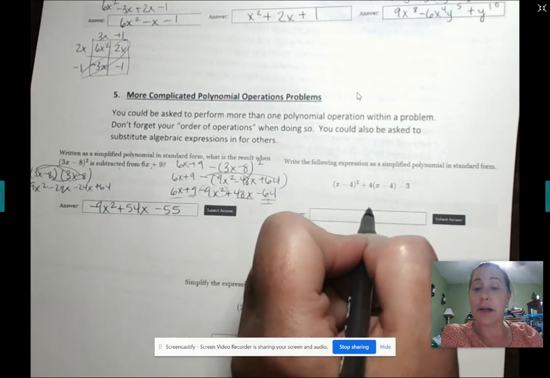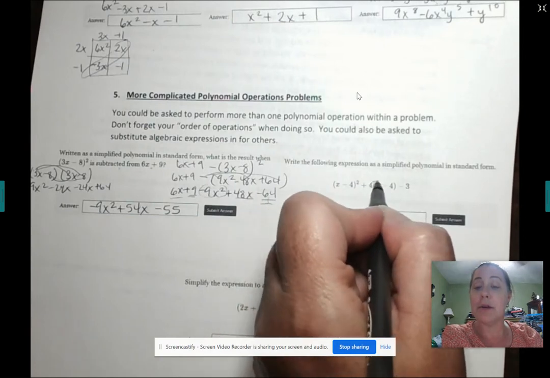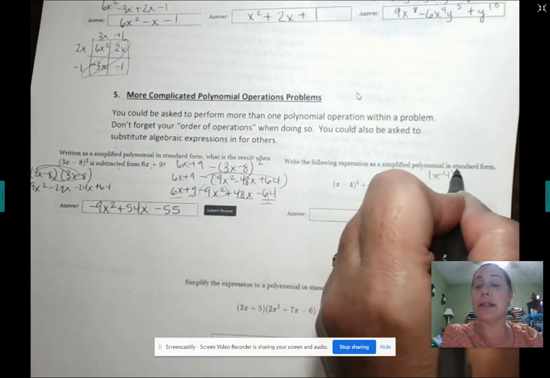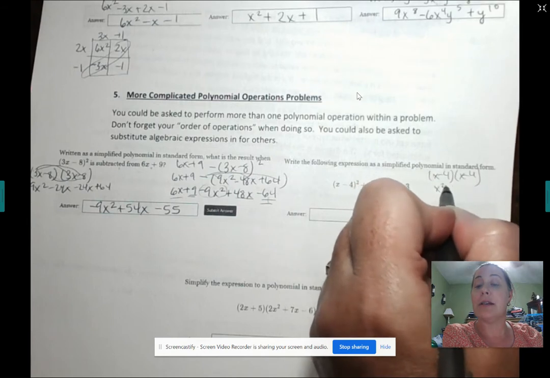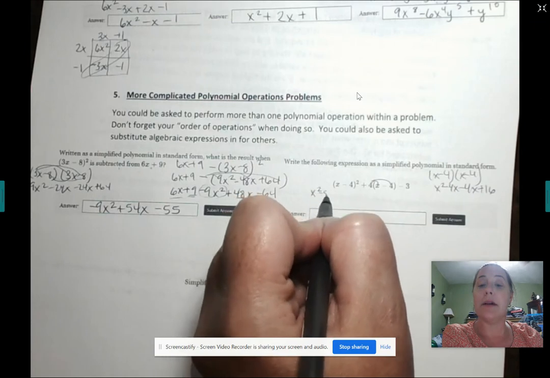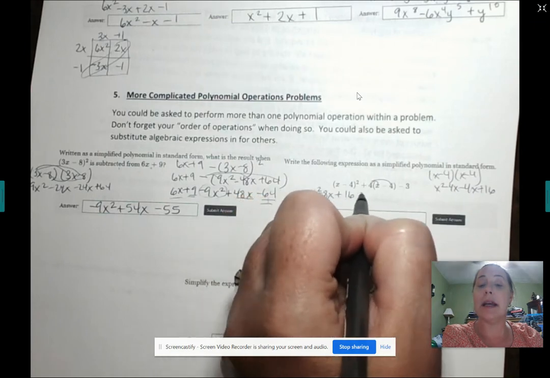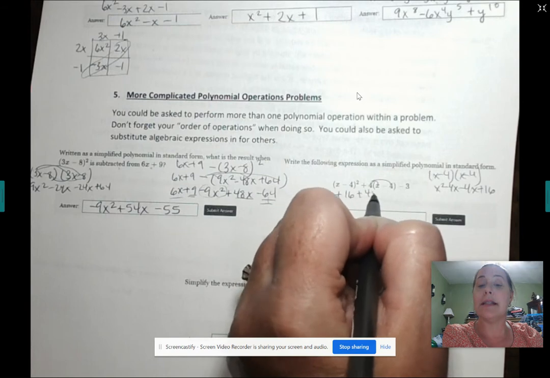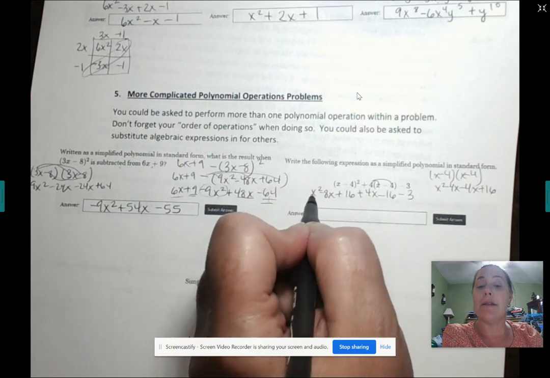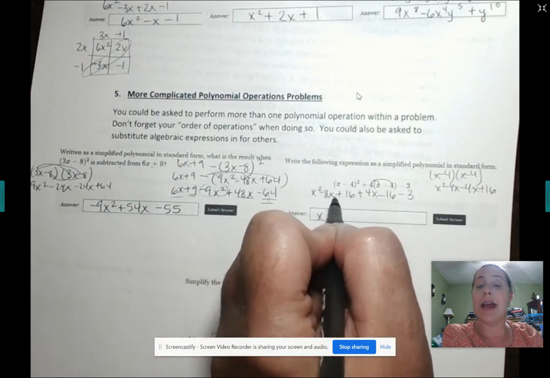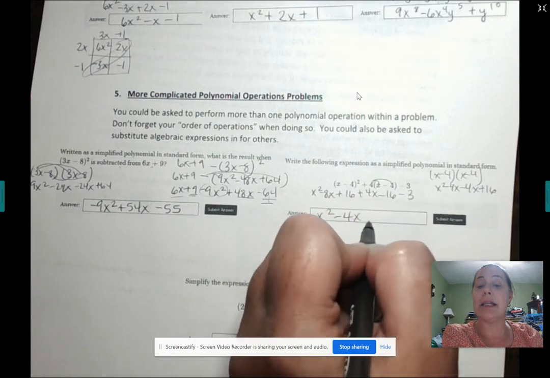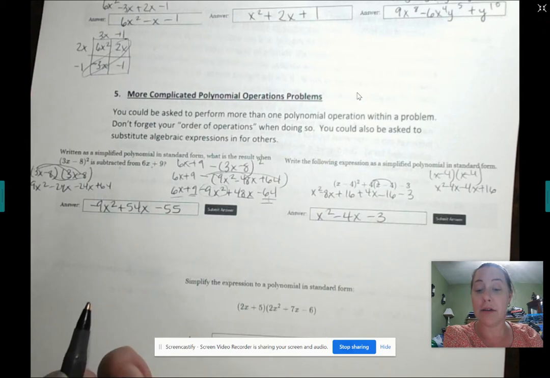x minus 4 squared plus 4 times x minus 4. We can distribute that. Minus 3. So let's figure out what x minus 4 times x minus 4 is and put that at the front. So that's going to be x squared minus 4x minus 4x plus 16. So that would be x squared minus 8x plus 16. And then I'm going to distribute 4 times x and 4 times negative 4, minus 3. So I have an x squared. I have a negative 8x and a positive 4x. And I have a 16 minus 16 minus 3. The 16s are going to cancel each other out.